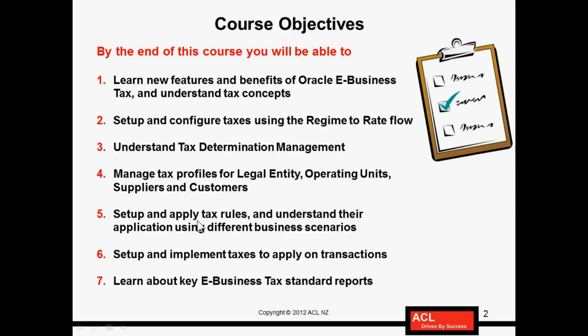Finally, once we have set up your entire tax regime to rate flow, we will also set up and apply tax rules and understand their application using different business scenarios. And finally, we will test the taxes and apply them onto the transaction to see whether the taxes and the rules that we have made are actually working. We will also understand the accounting in relation to those taxes. For example, payables invoices have separate accounting in relation to the tax, whereas receivables invoices have separate accounting. Similarly, GL has separate accounting in relation to the taxes that are applied on the lines.